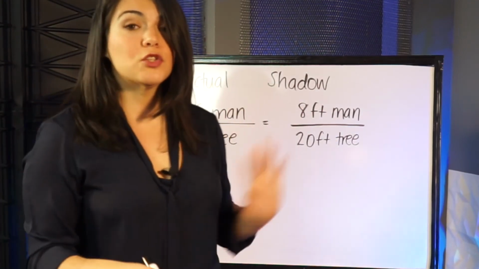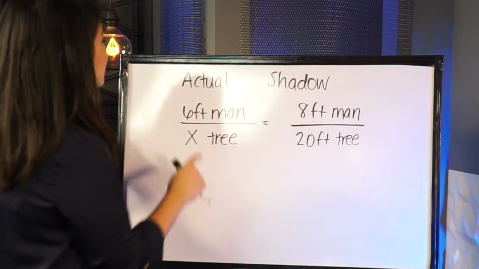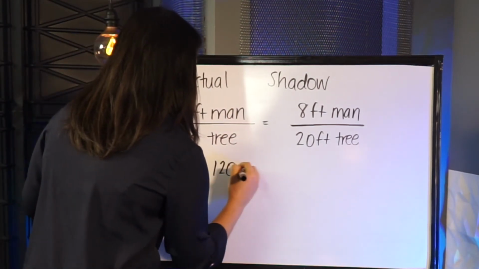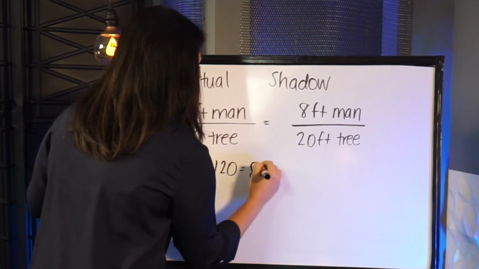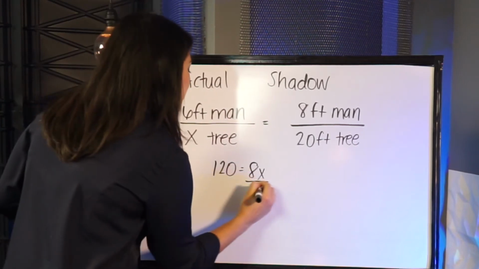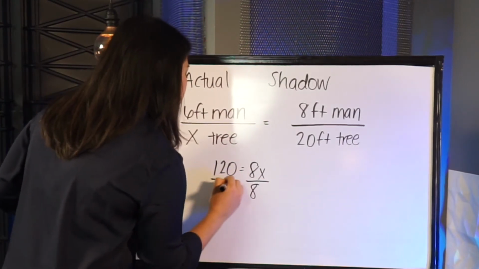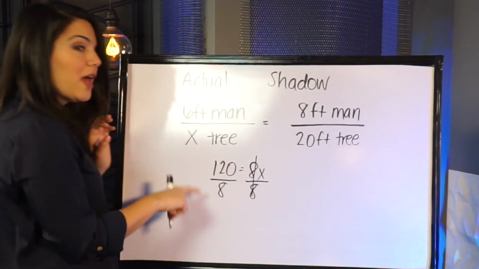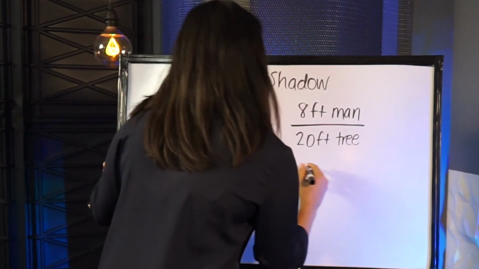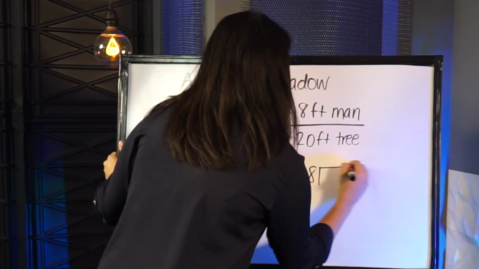All right, so let's go ahead and cross multiply. 6 times 20 is 120, and that's equal to 8x because 8 times x is 8x. We're going to divide by 8 so that we can go ahead and isolate the x and solve. And let's set that up over here.